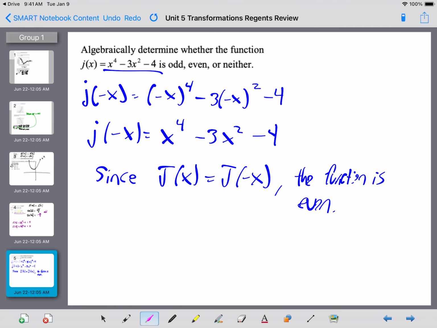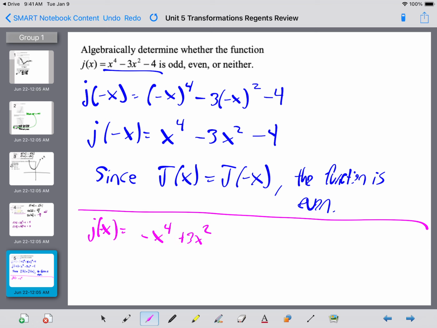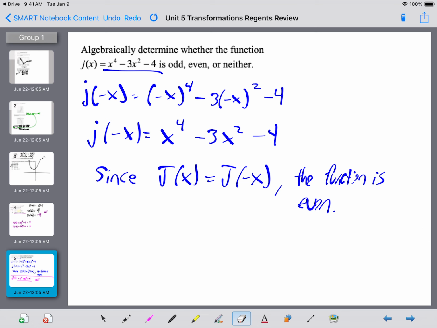This is the last problem, so let's just kind of go a little bit deeper into it. What if you would have gotten j of -x equals -x to the 4th plus 3x squared plus 4? That's the same as saying negative j of x, right? It's all times negative. So then that would have been odd. But that just wasn't the case. And if it was neither, then it would be neither. It wouldn't just be the negative value of that number or the same as that number. Okay. Hope this helped. Thank you.